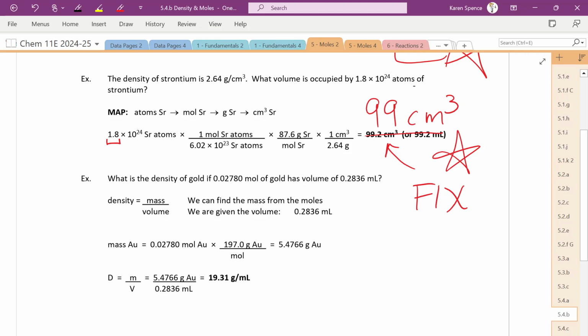Homework's up here: 5.3b, optional 5.3c, odd numbers, 5.4a, optional 5.4b, odd numbers. If you want to do them all, you can do them all, but odd should be good enough, I would think.